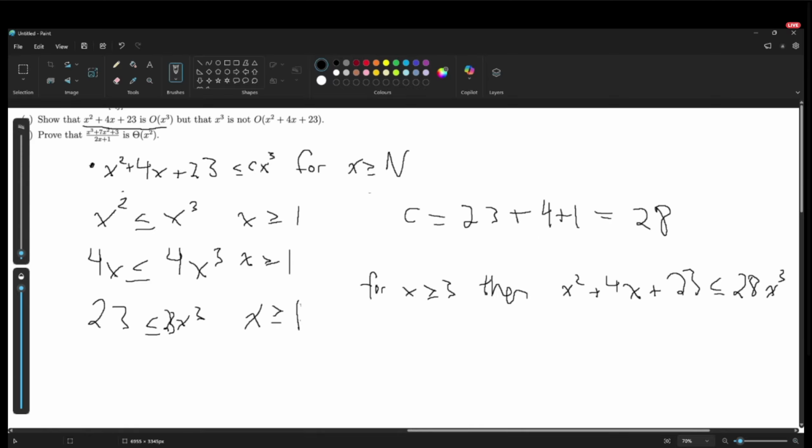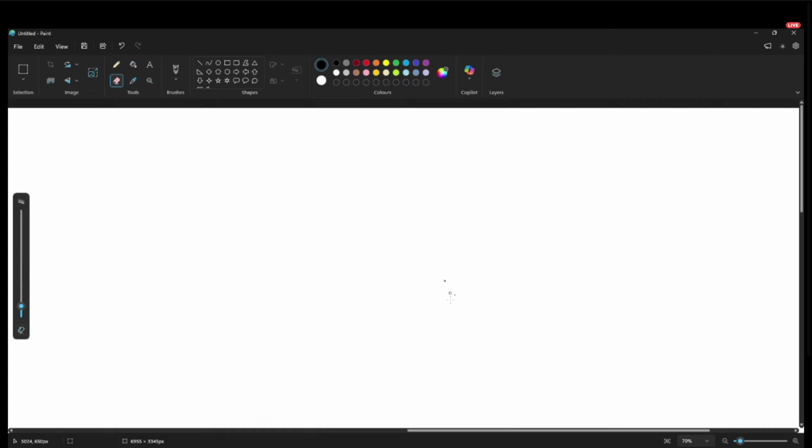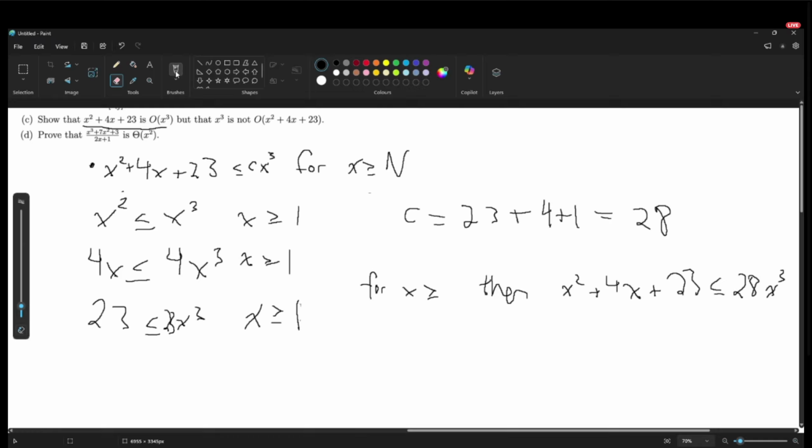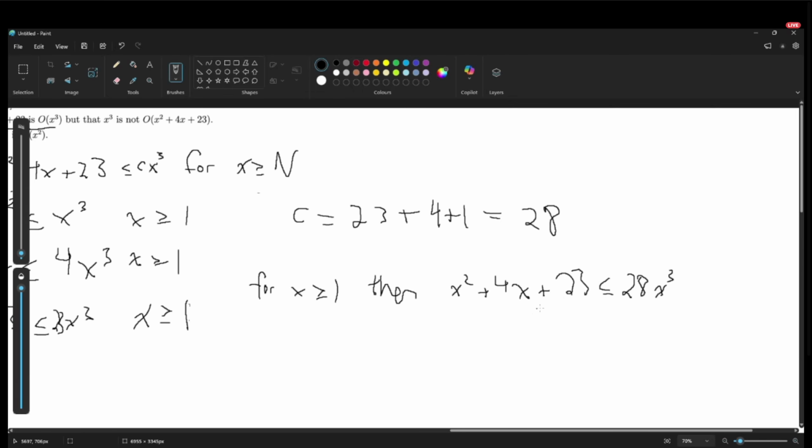To make it simpler, I just wrote x greater than or equal to 1 instead of greater than or equal to 3. So for x greater than or equal to 1, the whole polynomial is less than or equal to this. And so then you've chosen a c that's 28. So you know that this is inside O of this. Yeah, and I think that's similar to what your prof did, right? Yep, that makes sense.